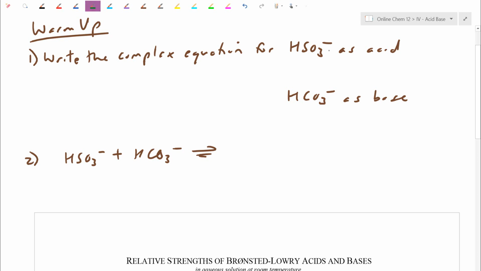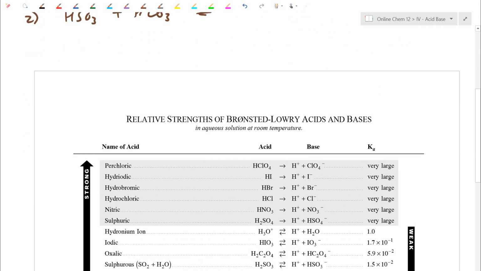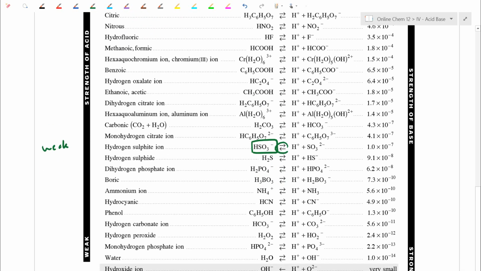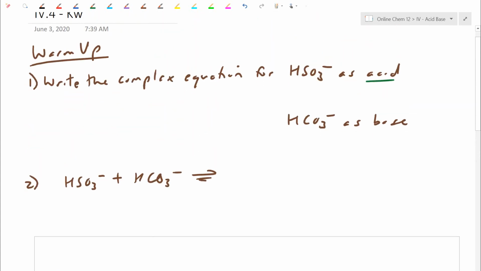This first one here, HSO3 minus as an acid. On the table, we're looking for it on the acid side. I pulled up the table for us here. HSO3 minus is way down here. So we have HSO3 minus on the acid side, right? We see that it's in equilibrium, so we're definitely in the weak section. And because we're fairly low down the table, it's a fairly weak acid, right? So I'm just going to copy that equation. On the table it's weak, so it's equilibrium. It ends up forming H plus and SO3. I go down by an H and I go down by charge, so this one's going to be SO3 minus 2.